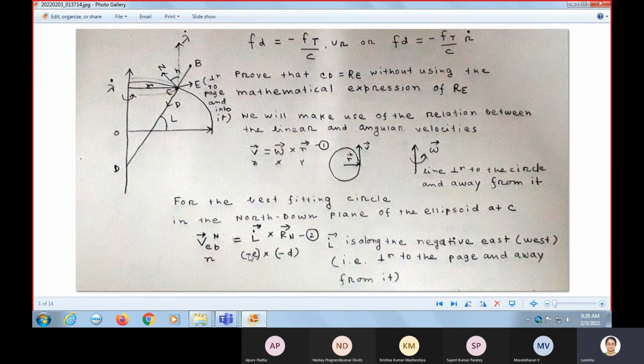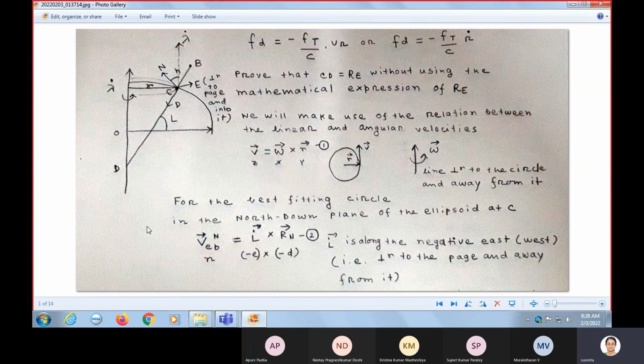So we have minus C minus D y cross Z, so that will give X. Right, so this is the relationship that we have for the best fitting circle in the north-down plane. Right. How about other best fitting circles?